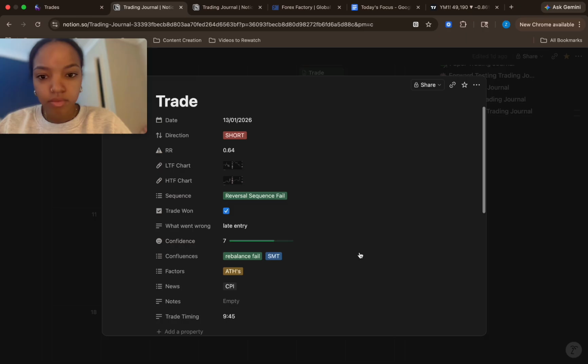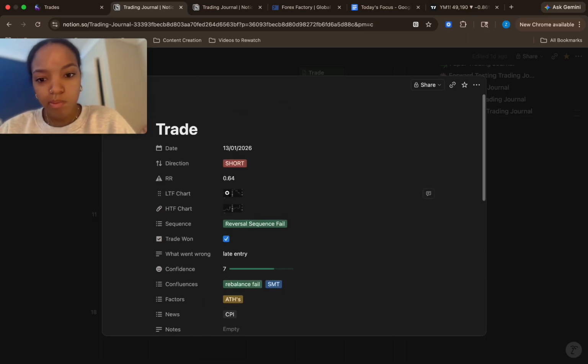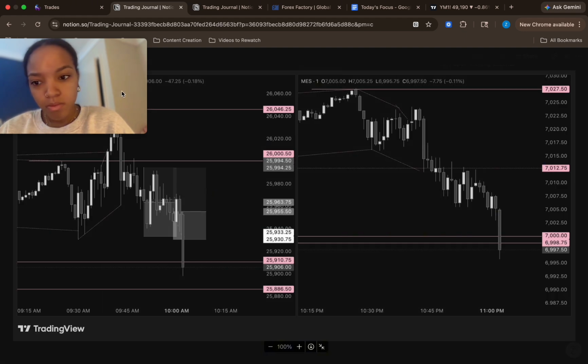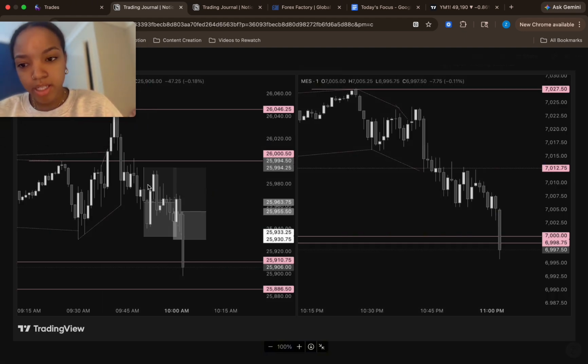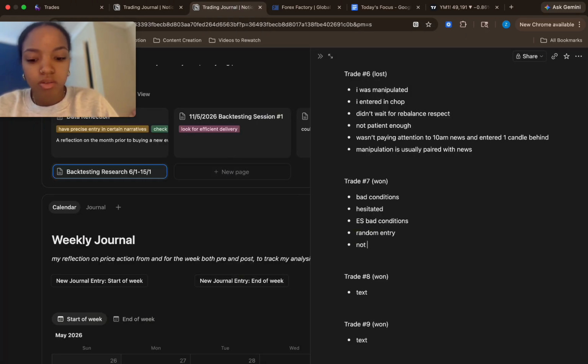Okay. Yeah, I think identifying conditions would have been better here. And then if I wanted to enter short, maybe entering here at the SMT fail here, stop loss above here, and then go short. Because right now we're in discount, entering a discount, targeting discount. Yeah, I think this was more of a random entry. Not a good trade.